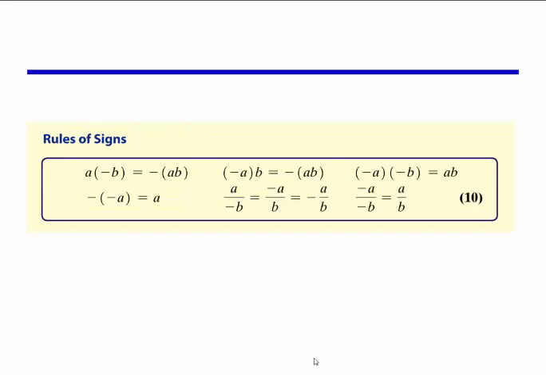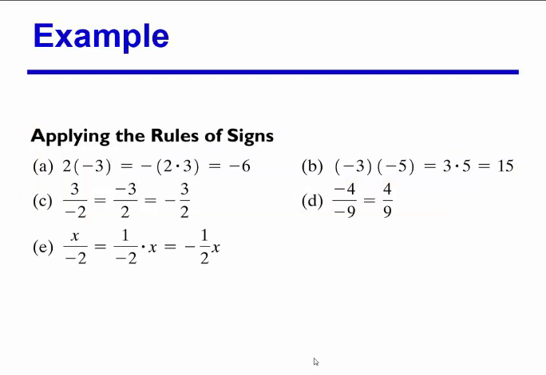So the rules of signs, here are some rules. And then applying some of the rules of signs. So you can see that a positive times a negative is a negative. A positive divided by a negative is a negative. A negative times a negative is a positive. A negative divided by a negative is a positive.